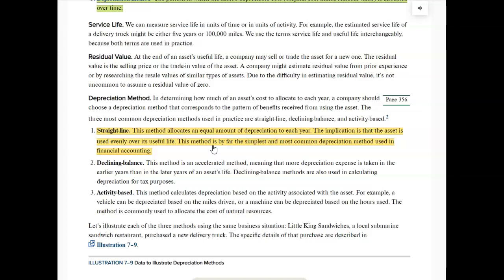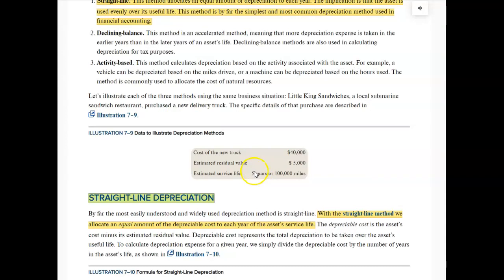financial accounting. There are other methods here, declining balance, activity-based. Don't worry about it for our course. Just concentrate on straight line depreciation. So let's see how this works.